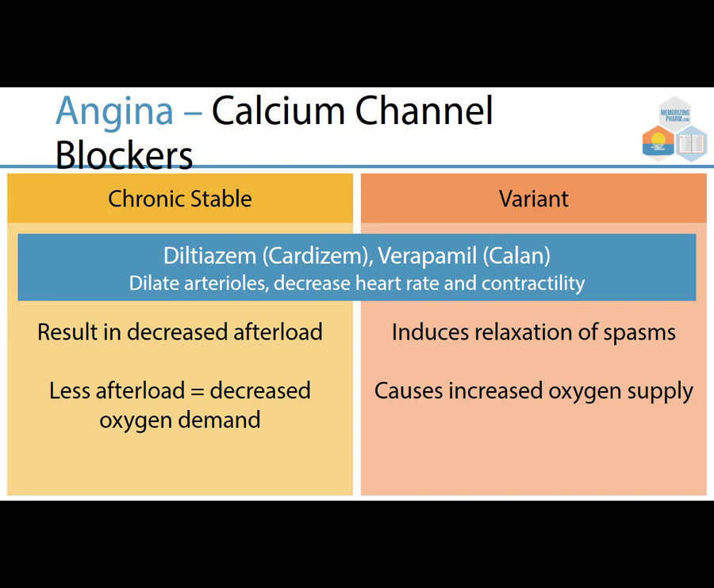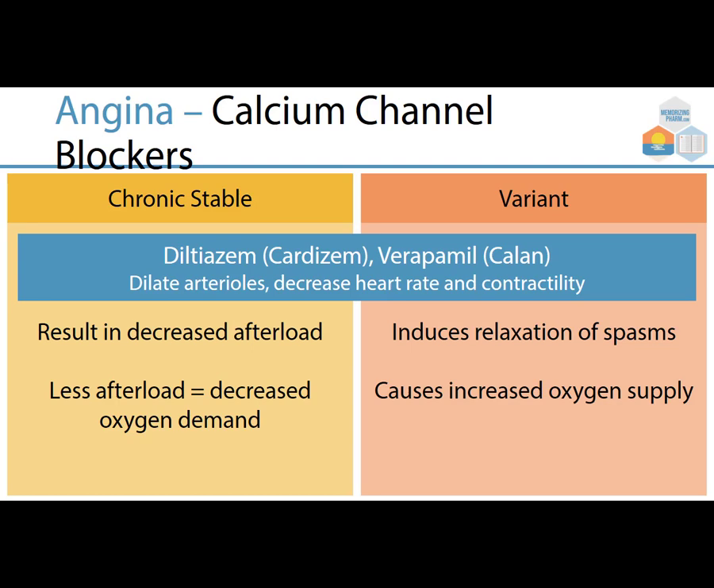So diltiazem, brand Cardizem, or verapamil, brand Calan, both dilate the arterioles, decrease heart rate and contractility. So this results in decreased afterload. So less afterload is a decreased oxygen demand. If we want to think back to just basic physiology, where calcium is so important in muscle contraction, by blocking that calcium, we're in a way decreasing the heart rate, decreasing that contractility because we affect it.